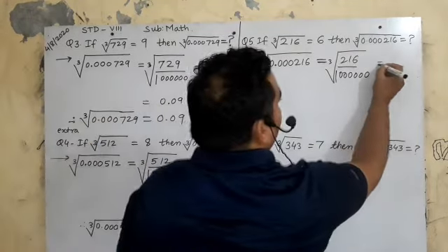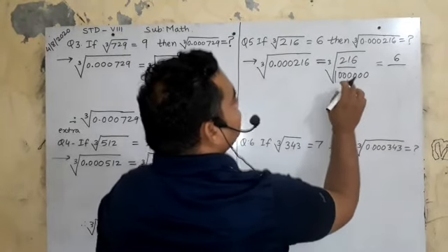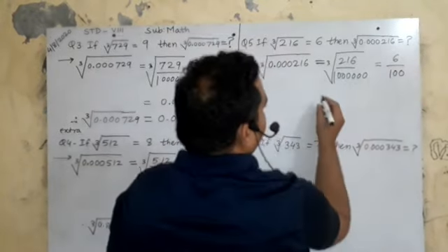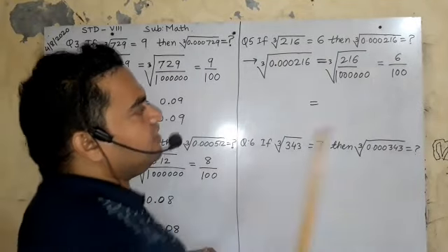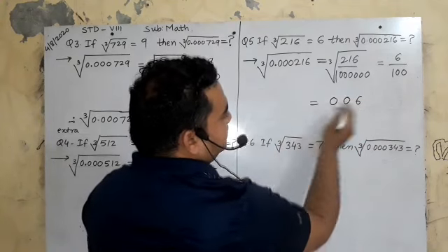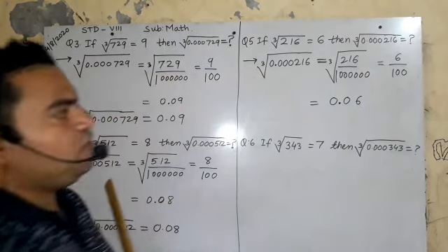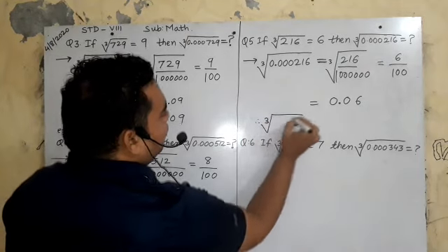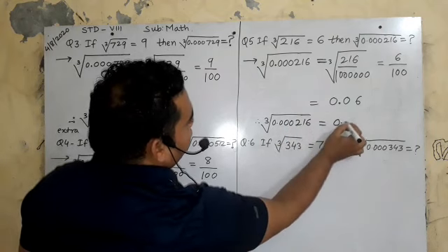So I will write the answer now. What is the cube root of 216? 6. What is the cube root of 10 lakh? You will write 100. Now you will write this fraction in decimal form. 100 had how many zeros? 2 zeros. So before 6, 2 zeros you will add, and after 2 digits you will put the decimal point. Is it clear? Now at last you should write, therefore the cube root of 0.000216 is equal to 0.06.